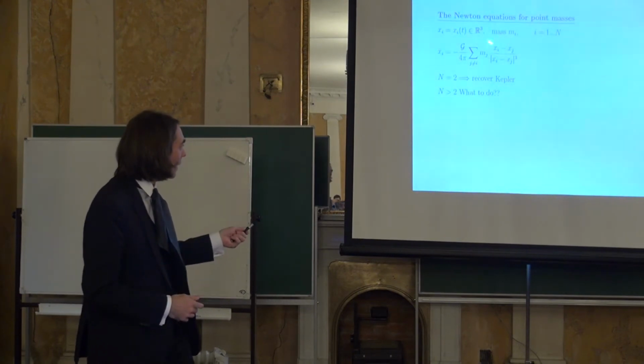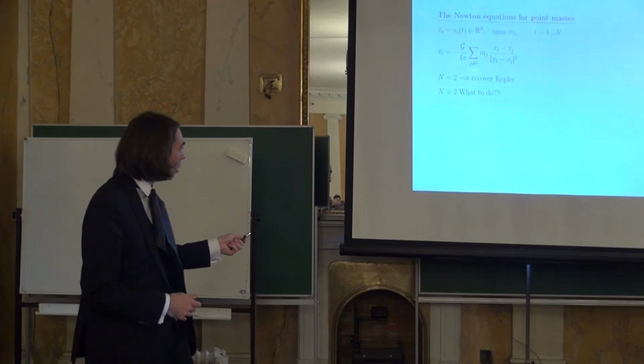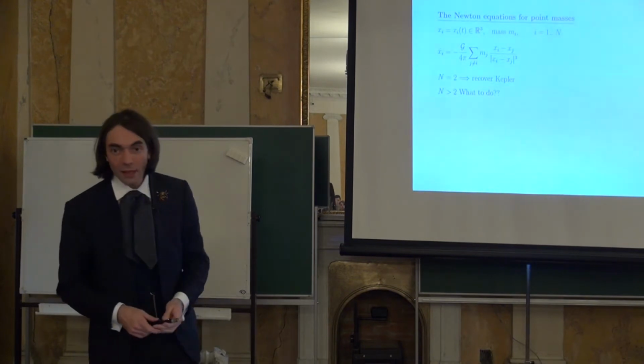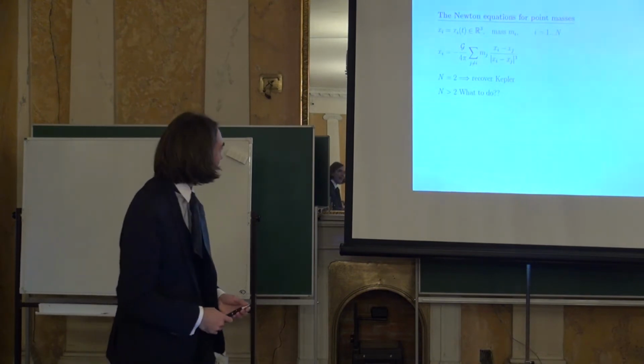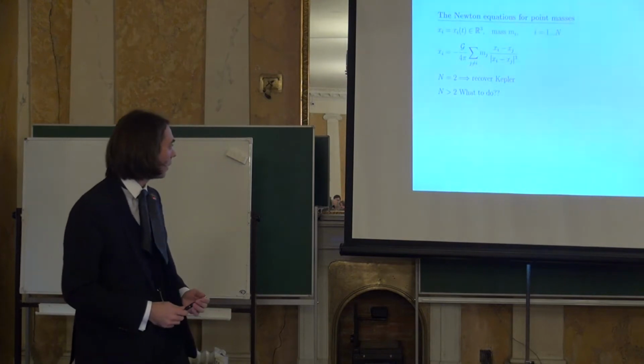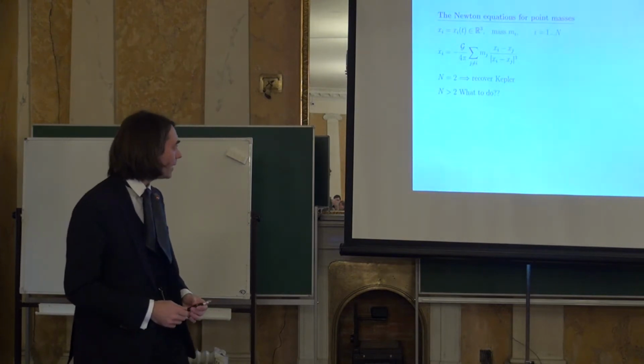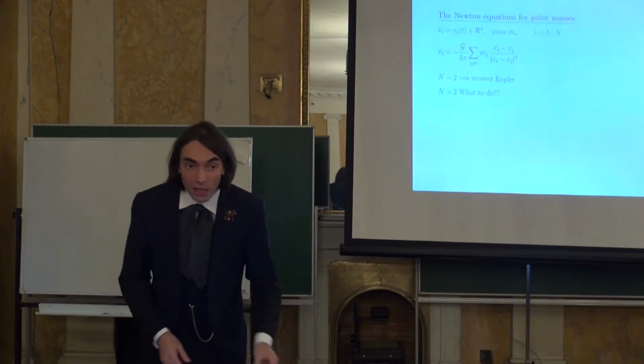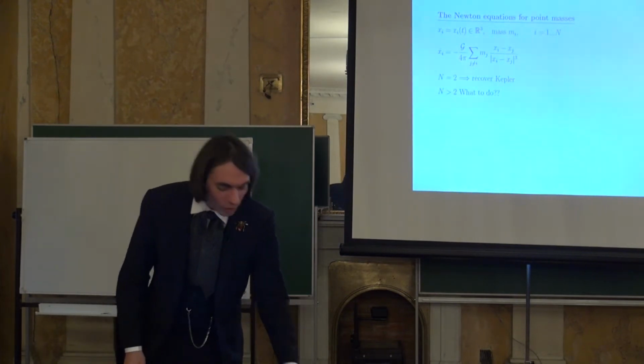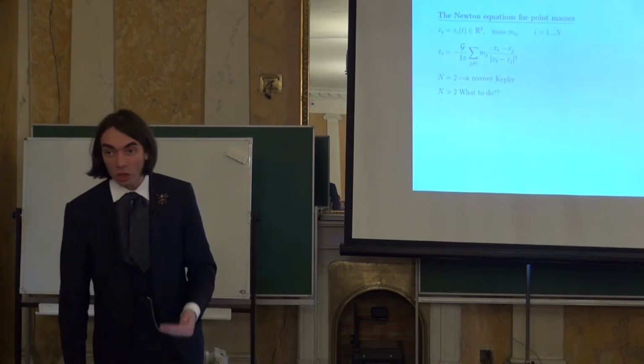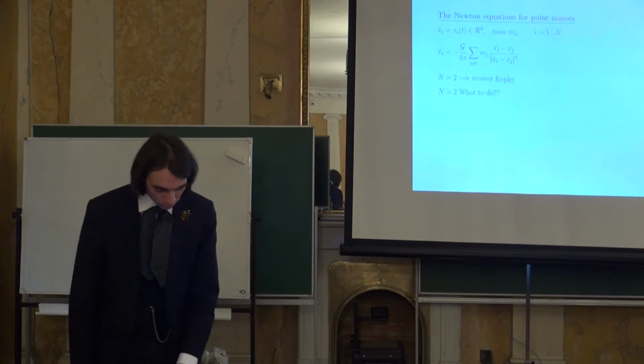And then you can write the equation, which is derived from the usual Newton identity, that the force is the mass times the acceleration. If you have just two bodies, you recover the Kepler laws. If you have more than two, Newton understands that you cannot find an exact solution, then what to do?